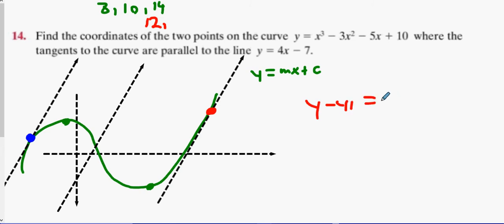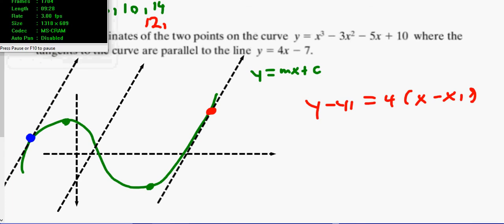You know the slope is going to be 4. Everybody knows the slope is going to be 4, don't you? So what you're going to do is differentiate once, solve a quadratic equation, get 2 x values, then get 2 y values, and then find 2 equations of the line. Off you go.